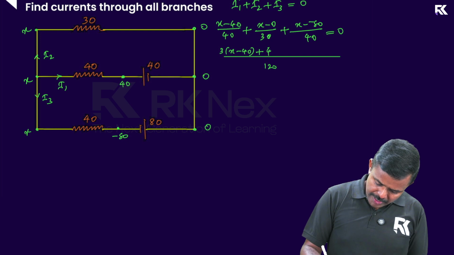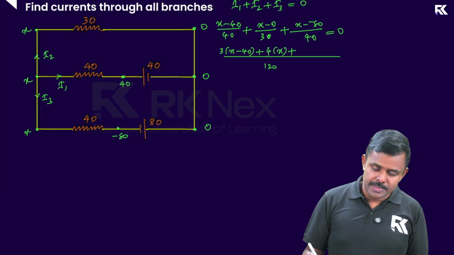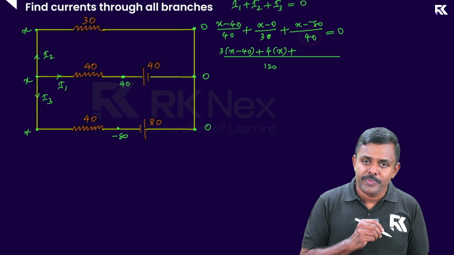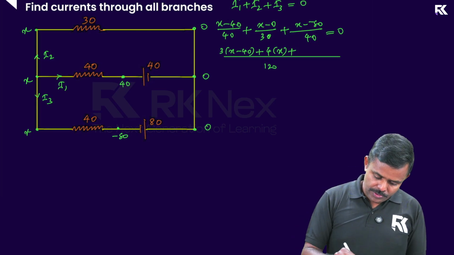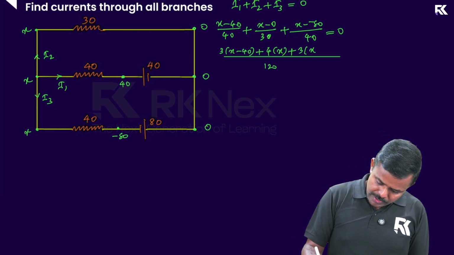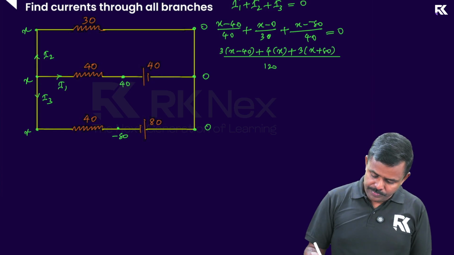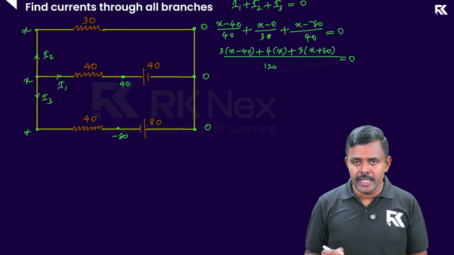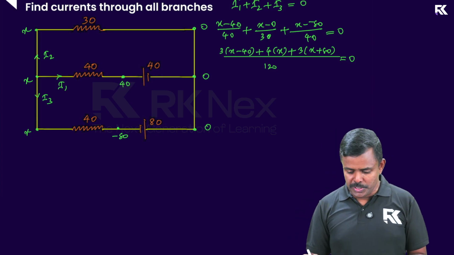So 4 times X plus. And the last one also has to be multiplied with 3, because this is 40 and I have to make it 120. So I'm multiplying with the 3: 3 into (X plus 80) should be equal to 0. And like before, I'm going to cross multiply, which will make the right side equal to 0.